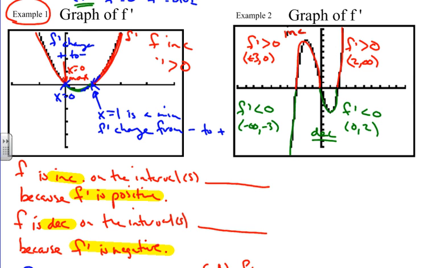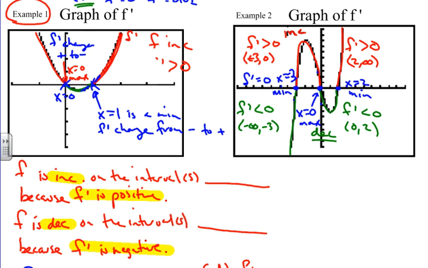Where do we have max and mins? Well, at our critical points. These 3 points where F prime equals 0 are critical points. Because F prime changes from negative to positive, this has to be a minimum here at x equaling negative 3. Right here, because F prime changes from positive to negative, at x equaling 0 this is a maximum. And over here at x equaling 2, because it changed from negative to positive, this would have to be a min. So we can answer all of our questions.